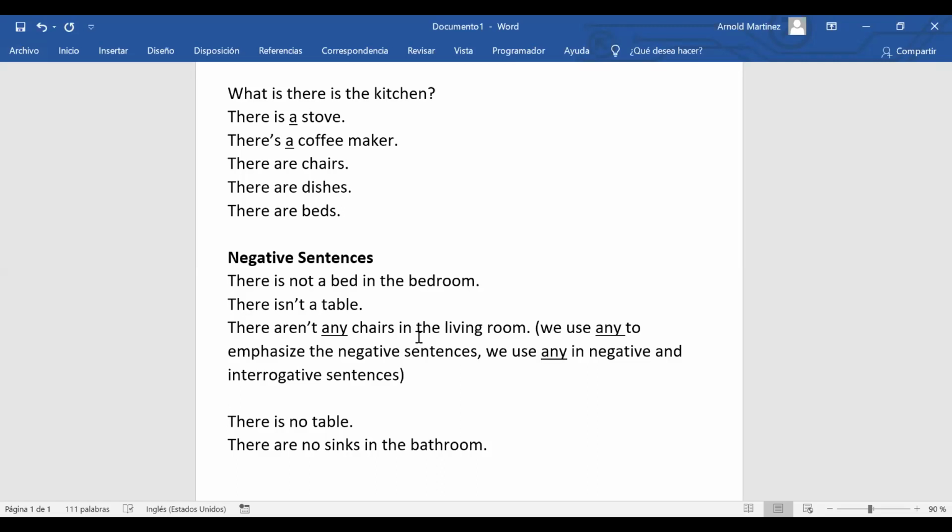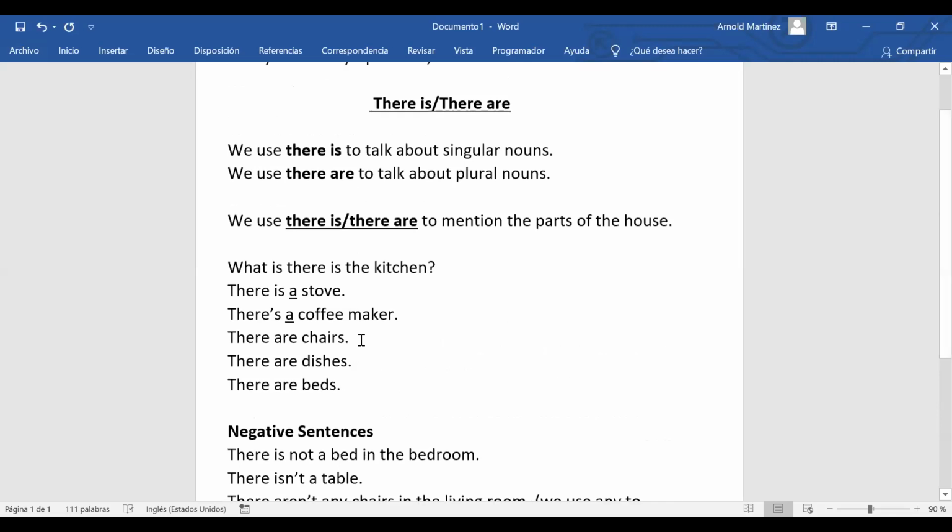Okay, as I said, we use any when we want to mean 0%, nothing, nada. Okay. We use any in negative and interrogative sentences. Okay. And next we have there is no table, there are no sinks in the bathroom. So now we go to this. Have a look in here.